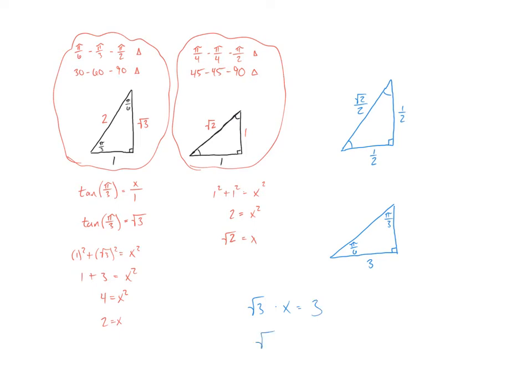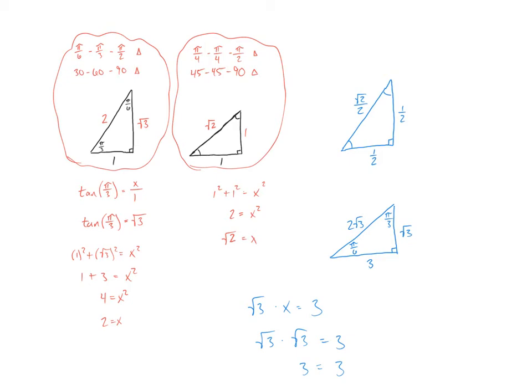Well, radical 3 times what gives me 3? That would be radical 3, right? Because if you square it, then you just end up with 3. So I just have to multiply every other side by radical 3. 2 radical 3, and 1 times radical 3, and so all the sides change. All right? So that's how you see these transformations start to take shape.